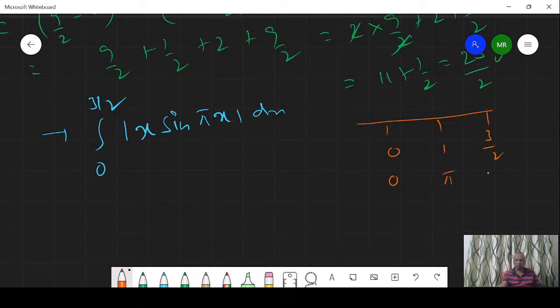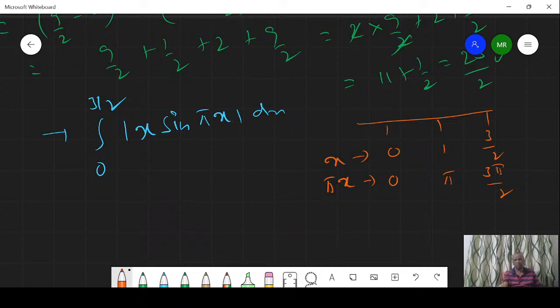And pi into 3 by 2, 3 pi by 2. I am talking about the value of pi x. So this is the value of pi x. This is the x value. Don't confuse here. This is the x value 0, 1, 3 by 2, because the x limit is 0 to 3 by 2. So I have written here, this is the x value, this is the pi x value. Correct? Pi into x value.